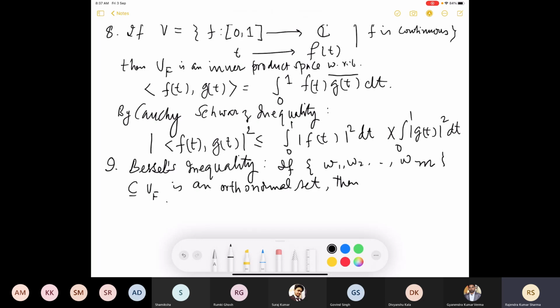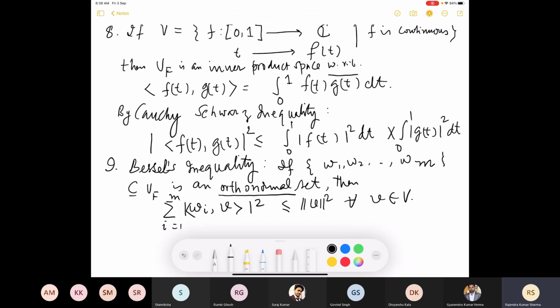then what should happen? That the summation of the squares of the inner products of Wi with V, i from 1 to m, is less or equal to the norm of V square. That happens for every V in V. So there is a term here called orthonormal set. So we defined what orthonormal means. For ninth, you will need what is called orthonormal. So before that, we needed to define this orthogonal set.